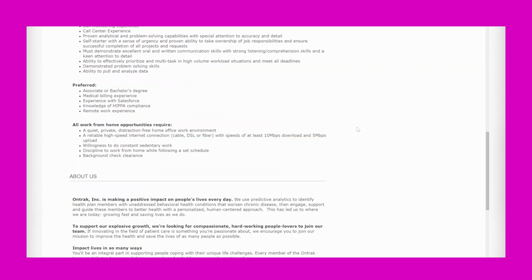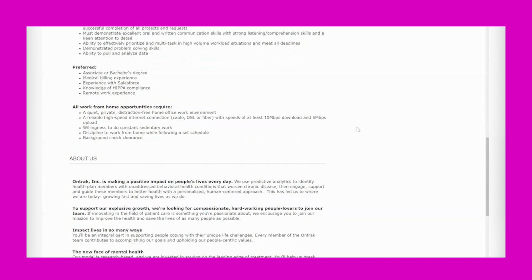So preferred, but not required: your associate's or bachelor's degree, medical billing experience, experience with Salesforce, knowledge of HIPAA compliance, and remote work experience. All of those are preferred but not required. And then it says all work from home opportunities require a quiet, private, distraction-free home office work environment, a reliable high-speed internet connection with speeds of at least 10 Mbps download and 5 Mbps upload, willingness to do constant sedentary work, discipline to work from home while following a set schedule, and background check clearance.